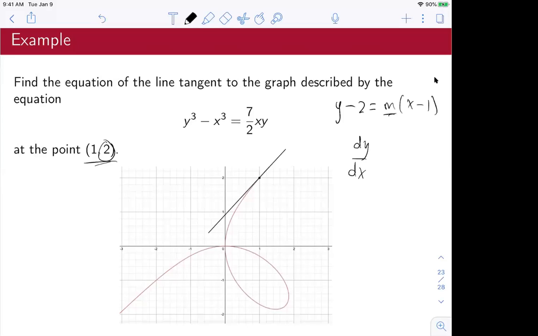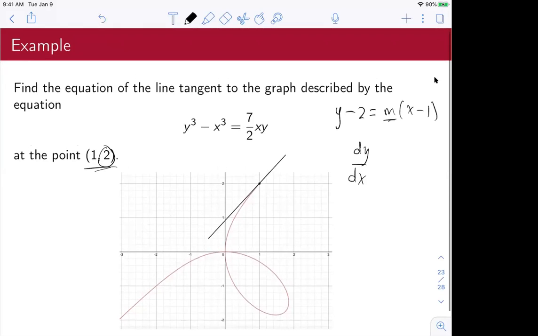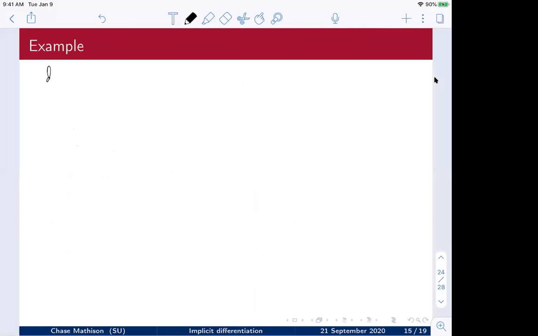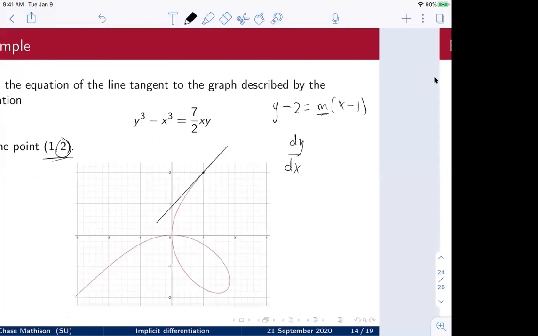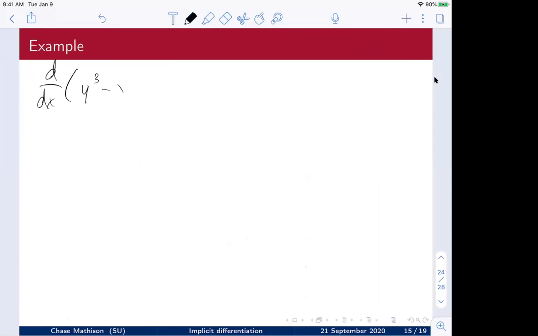Yeah, perfect. I want the derivative. I should just take the derivative of both sides. Okay, so I'm going to do d/dx of y cubed minus x cubed equals, I can't do something to one side and not the other, right? So this is equal to d/dx of 7 over 2 times x times y. So this is the first time we're not going to have 0 on the right when we differentiate.